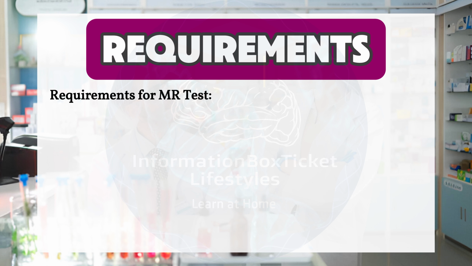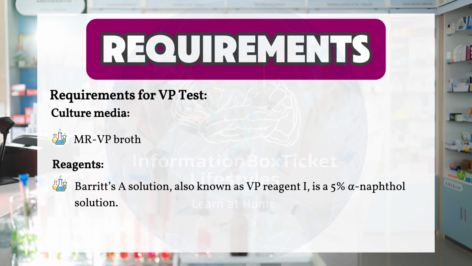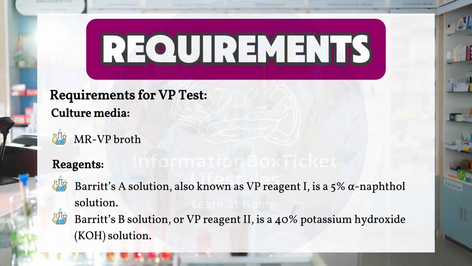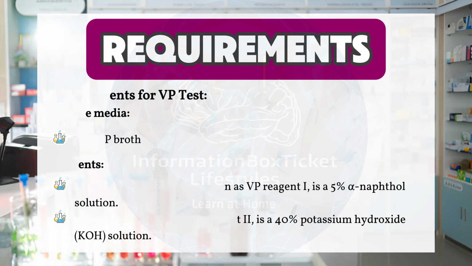Requirements for MR test: culture media, MR VP broth. Reagents: Methyl Red indicator. Requirements for VP test: culture media, MR VP broth. Reagents: Barrett's A solution, also known as VP Reagent I, is a 5% alpha-naphthol solution. Barrett's B solution, or VP Reagent II, is a 40% potassium hydroxide, KOH, solution.